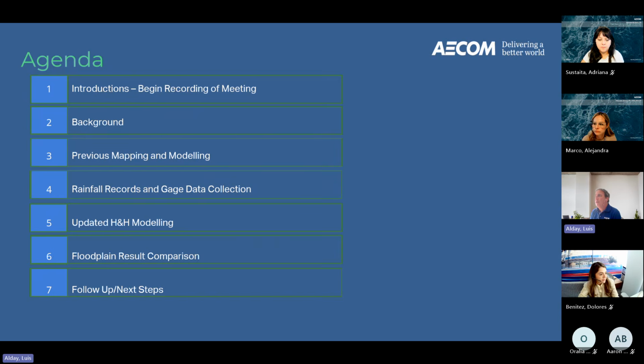So let me go first with the agenda. We'll start with introductions. We'll begin recording of the meeting like Aaron already mentioned. Then we will have a background of the project, previous mapping and modeling efforts in this region, rainfall records and gauge data collection that was investigated by AECOM, updated H&H modeling, floodplain result comparisons, and follow-up and next steps that we are proposing for the Hancock area.